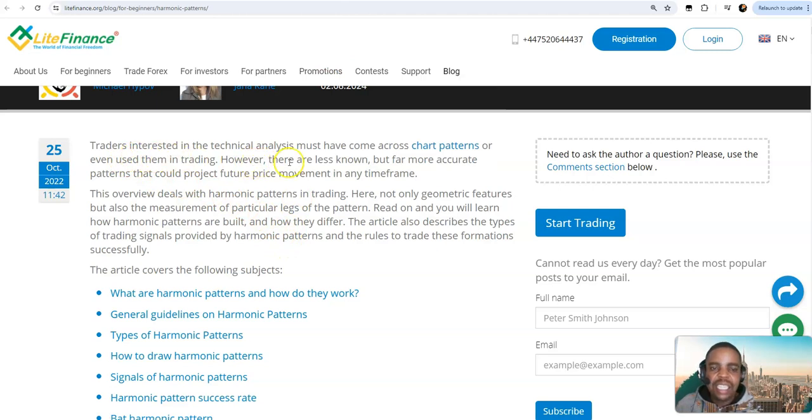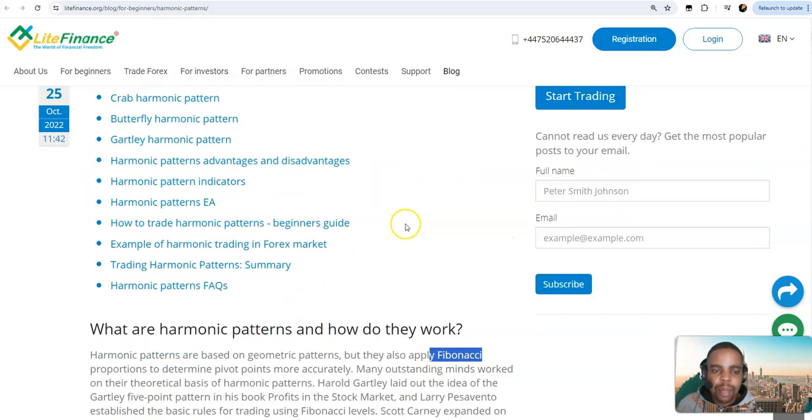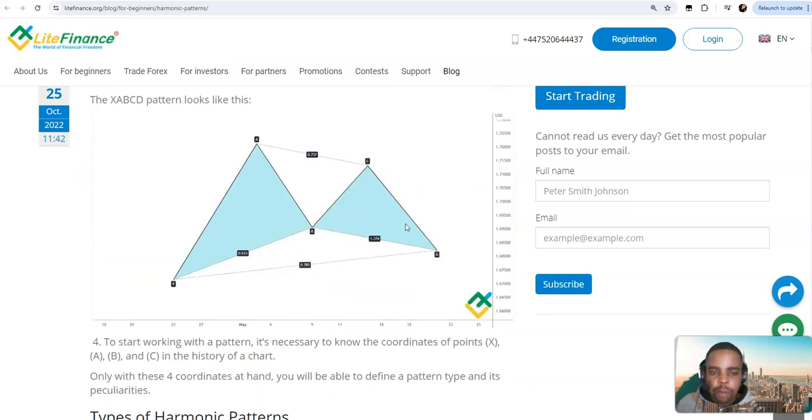Traders interested in technical analysis must have come across chart patterns or even used them in trading. However, there are less known but far more accurate patterns that could project future price movement in any time frame. This overview deals with harmonic patterns in trading. So this is something that is well known in the market.